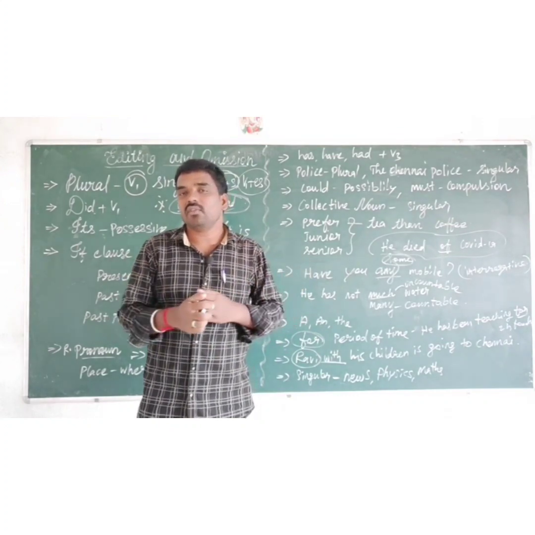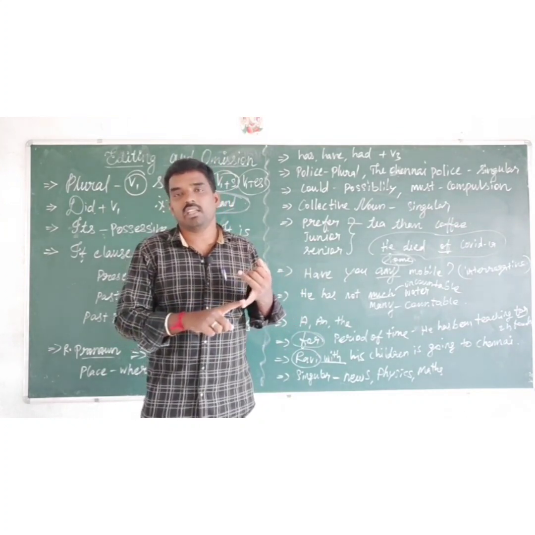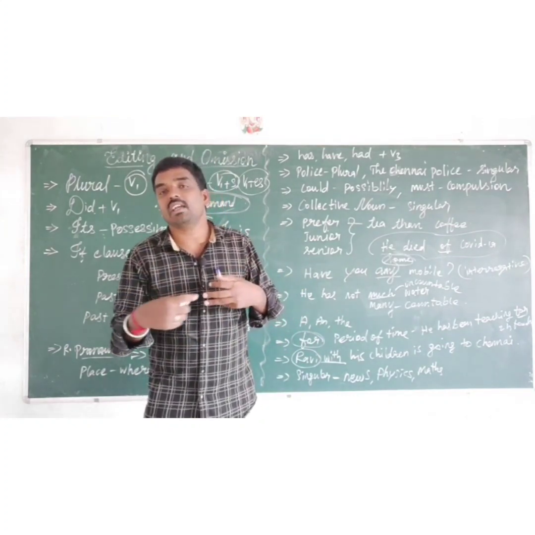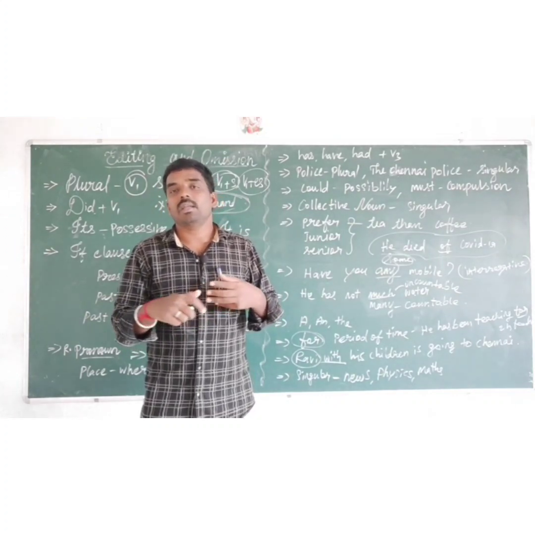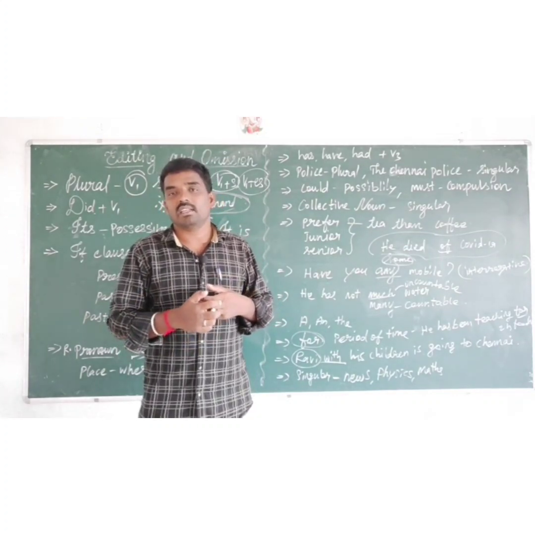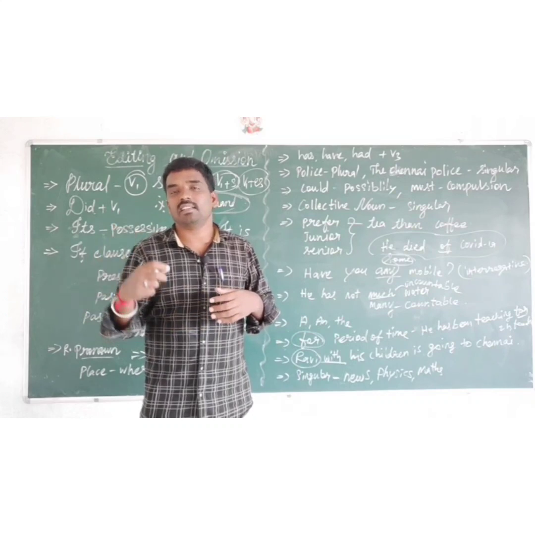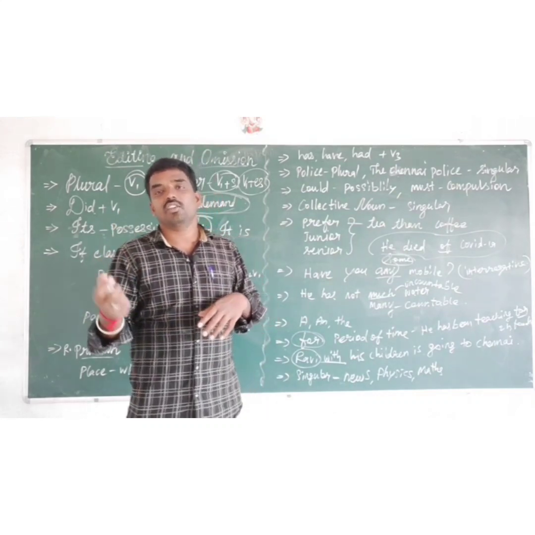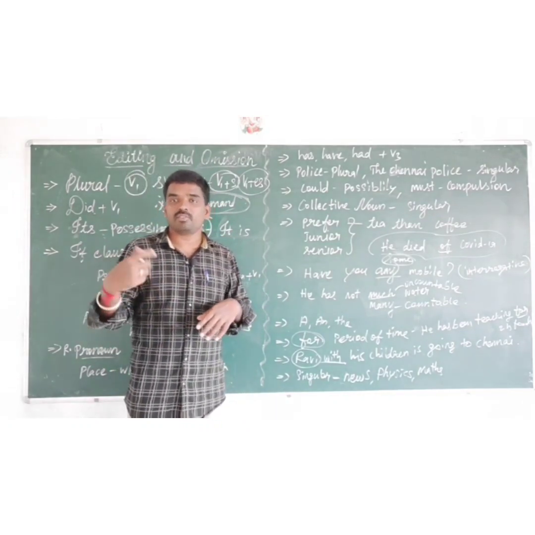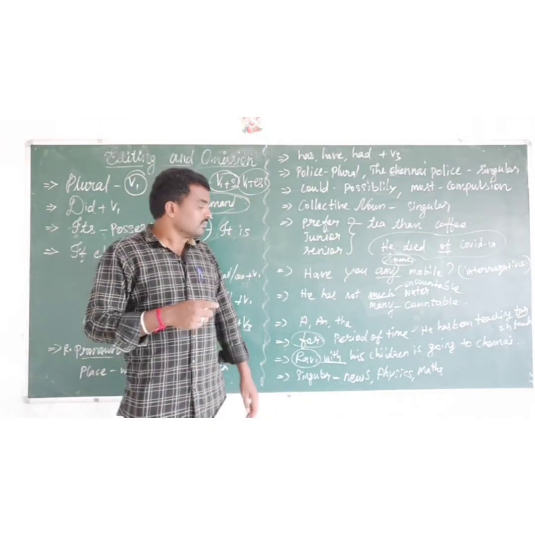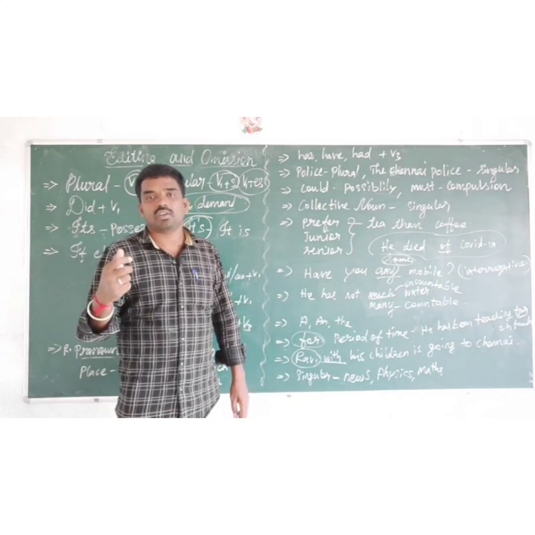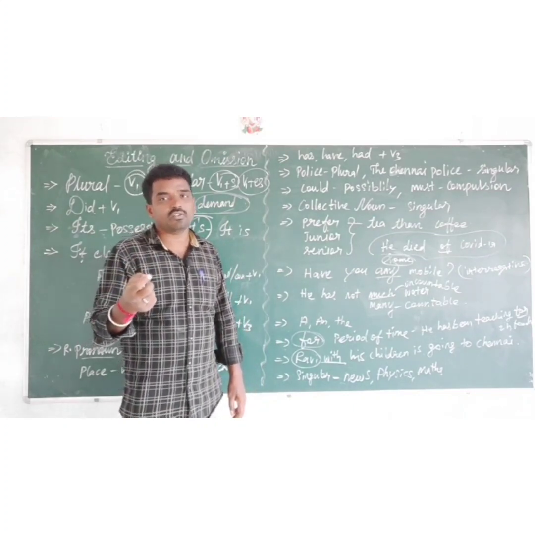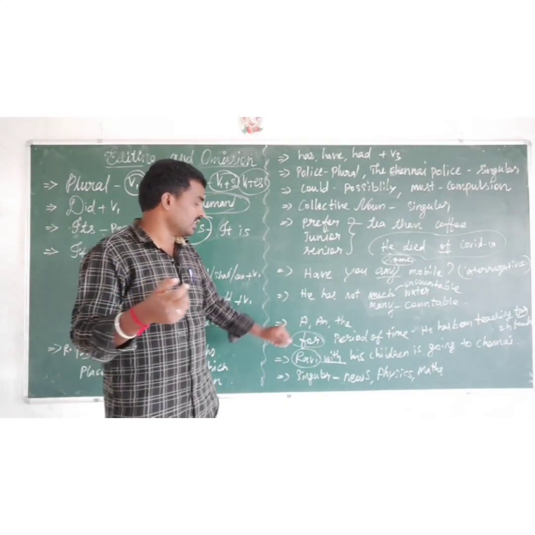Where can we use the definite article? Before the superlative degree, and before repeated words. Before famous buildings, newspapers, rivers, and famous books. For example, the Mahabharata, the Bible, the Quran.